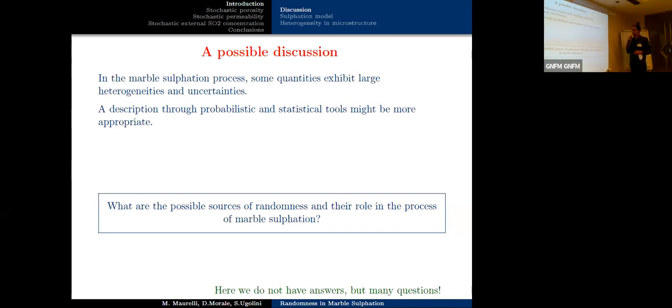Okay. The question is, then, where should we put randomness? So in which quantities should we put randomness, and then also what is the effect of these uncertainties, this heterogeneity, in the sulphation process? I should say, since we started only a few months ago, we do not have answers yet, but rather we have questions. There are some things that maybe you know and we do not know, and we would be happy if you give us some suggestions.